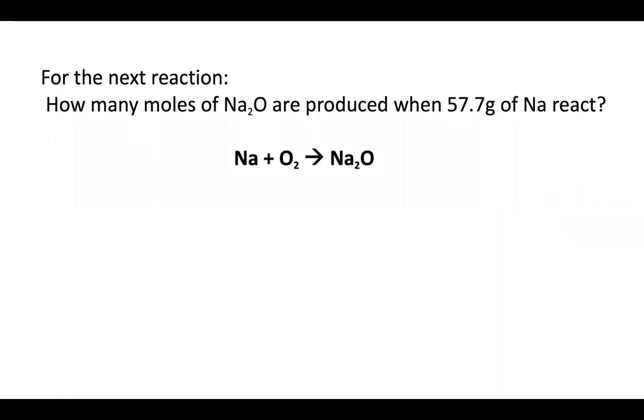If we look at this question, it says: for the next reaction, how many moles of Na2O are produced when 57.7 grams of sodium react, okay? So the first thing that pops out is that we have the word moles here, and here the word grams. So we cannot say that this is a mole problem, okay? Because here we have moles and here we have grams. Therefore, we have to solve it in a different way.